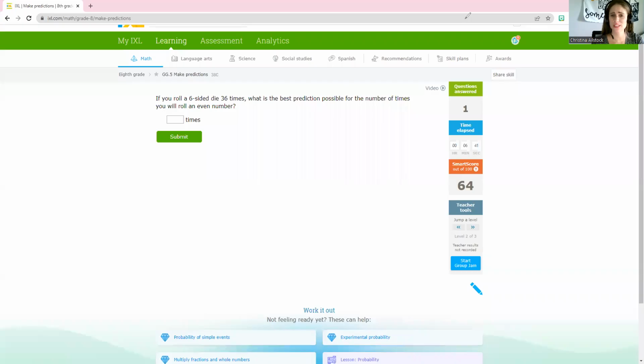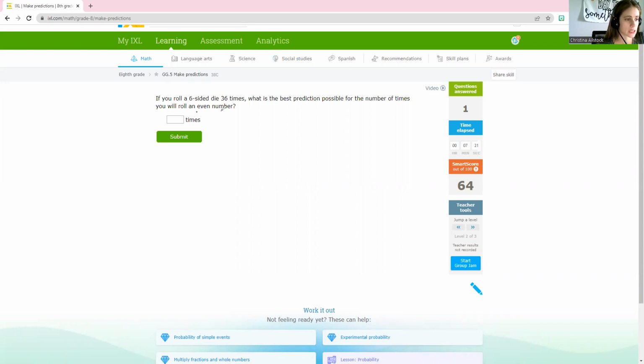All right, let's try this one that IXL switched to. Since you guys already saw the question, might as well answer it. If you roll a 6-sided die 36 times, what is the best prediction possible for the number of times you will roll an even number? Ooh, interesting. This one's similar to the last problem, where we aren't given an experiment that's already been performed. We're going to take the theoretical probability and use that to predict.